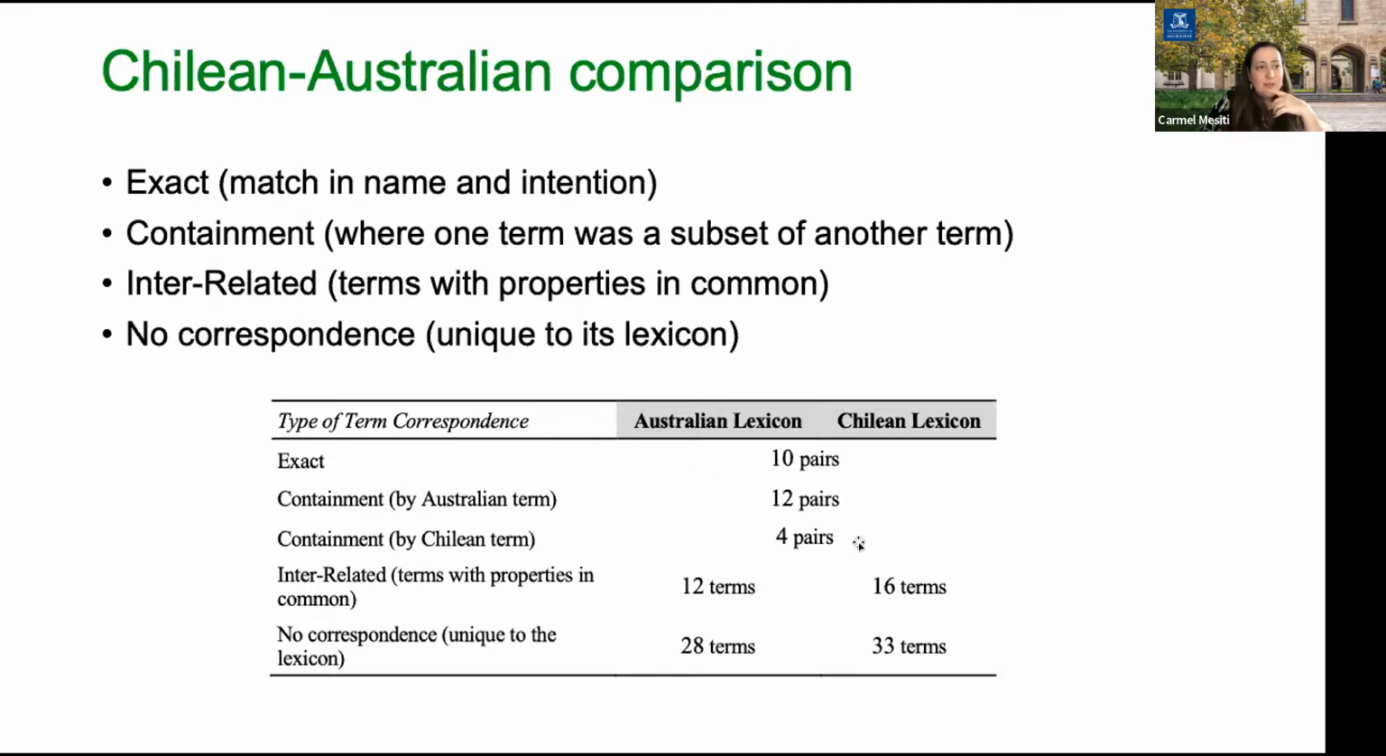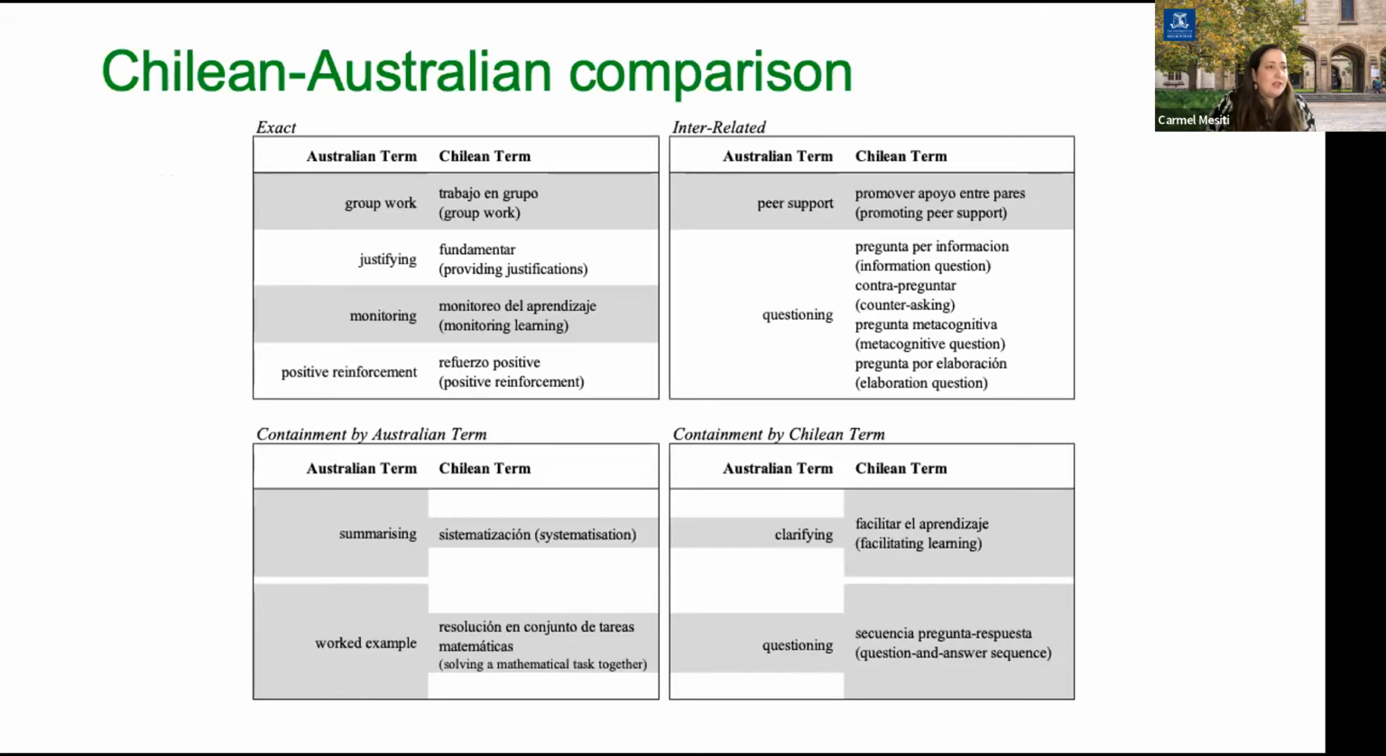There were 12 pairs, 4 pairs in the other direction. Terms that were interrelated, so you can almost imagine that they sort of cross over in a way. There's something in common with them. And then terms with no correspondence. So here are some examples actually. Group work is an example of an exact comparison where the terms both appear. And then we have terms that are interrelated, ones where there's containment by the Australian term, summarizing, and then one where there's containment by the Chilean term. But like I said, this is just giving you a smattering of detail around these analyses.